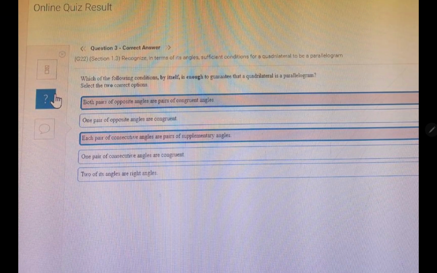Now for question number 3. Which of the following conditions by itself is enough to guarantee that a quadrilateral is a parallelogram as well? Let's draw a parallelogram. Both pairs of opposite angles are pairs of congruent angles. So this and this are congruent, and this and this are congruent. That is correct. One pair of opposite angles are congruent. So if this and this are congruent, but these are not, it's not going to be a parallelogram because both pairs need to be congruent.